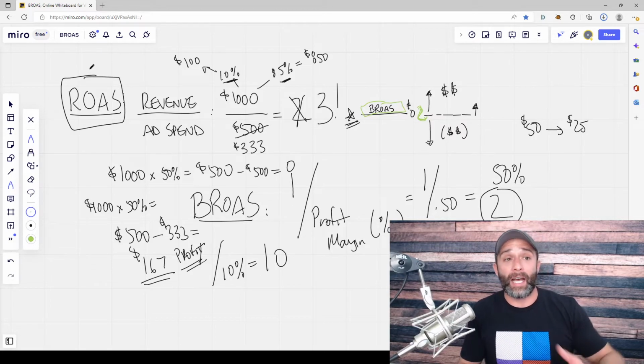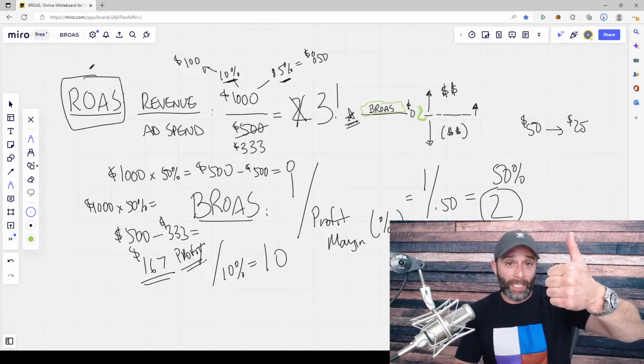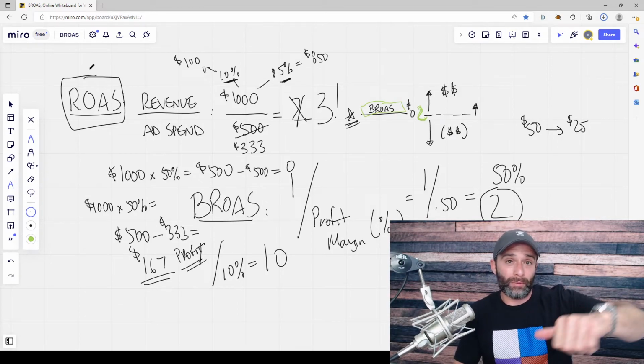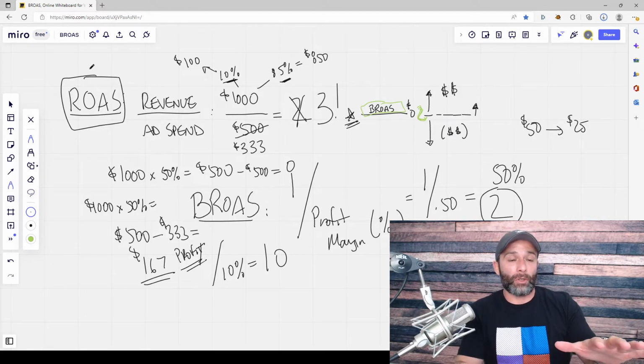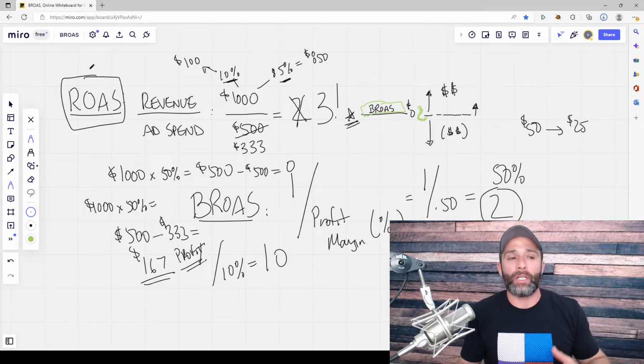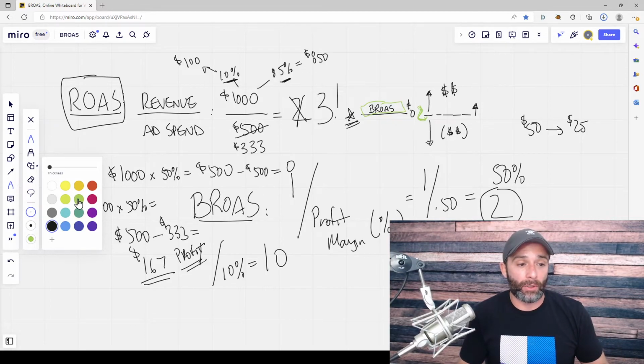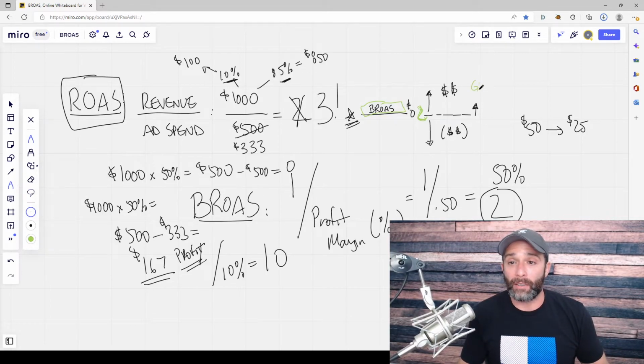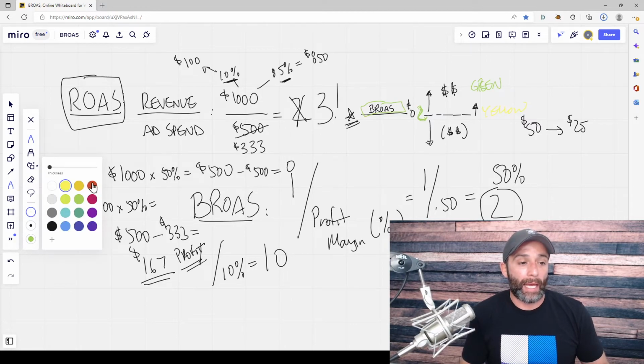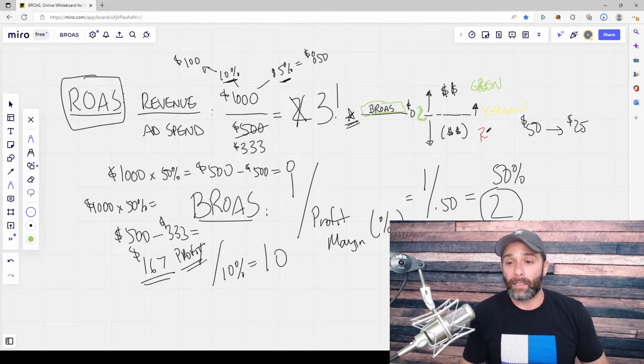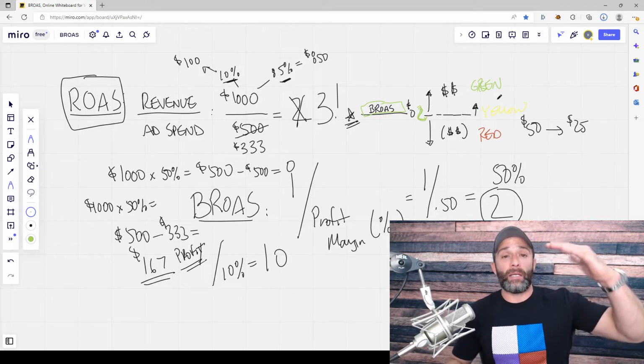But in order to decide thumbs up, thumbs down, green light, yellow light being neutral, we're not sure but we're going to let it ride for a little bit, or red light, definitely not good, the way you make that decision is based on what your break-even ROAS is. So to put it in really simple terms, green light is above break-even, yellow light is at break-even, can't really see that yellow, but you get the picture, and red light is below that.